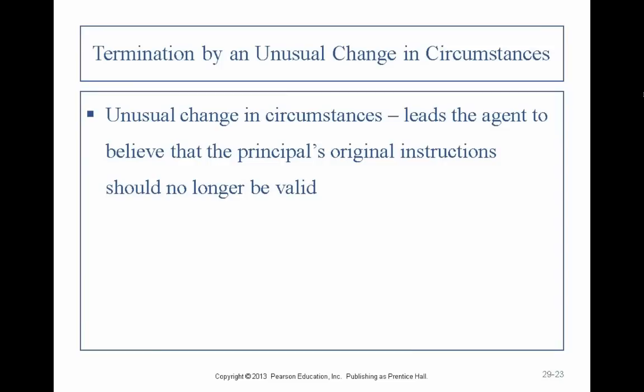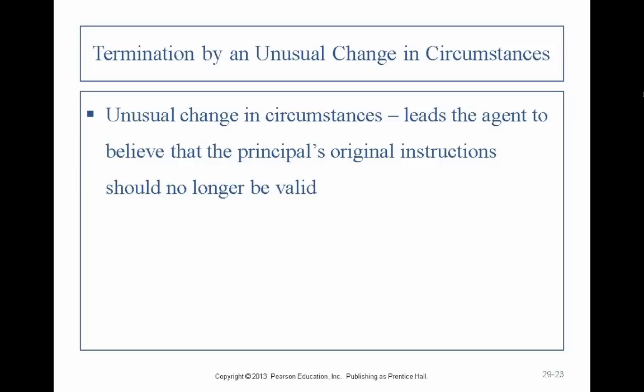There are other things that could lead to a termination, such as an unusual change in circumstances that leads the agent to believe that the principal's original instructions should no longer be valid. And you can think of different scenarios. What if there is a sharp increase in prices? It is clear that the market has gone way up from what you were authorized to sell the property for. What would a reasonable agent do?